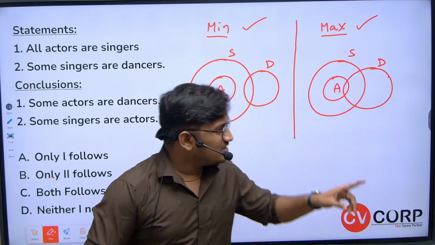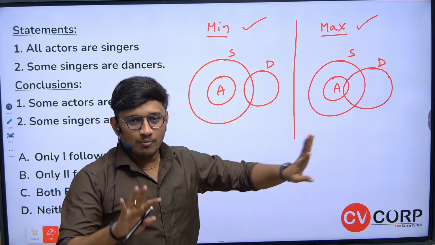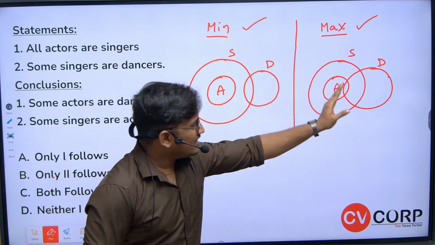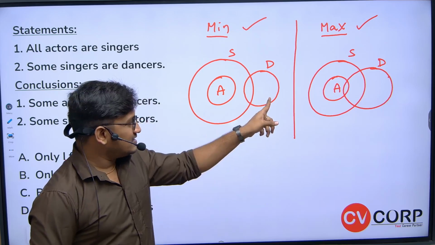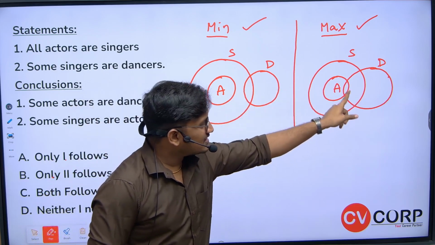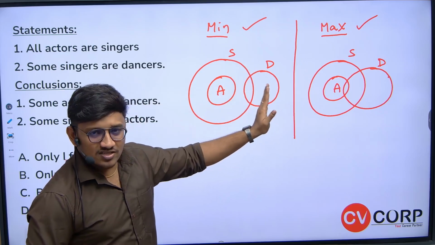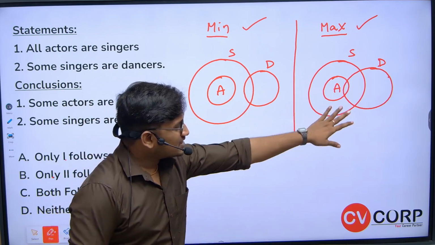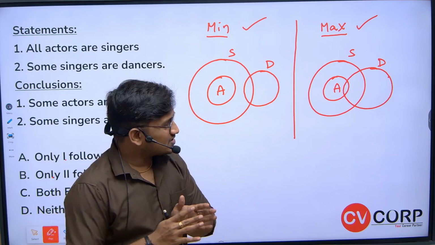Now even in this particular diagram, it is also showing some singers are dancers, but the only difference is that here the dancer circle is not intersecting with the actor circle. Here it is intersecting with the actor circle. Very simple. In the minimum case, when you are drawing an extra circle, that circle should not disturb the remaining circles, but in the maximum case, that circle can disturb all the remaining circles. Okay, that's the only difference.